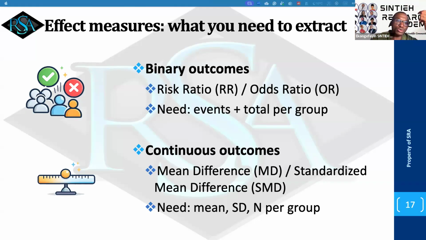Now for continuous outcomes, things like blood pressure, which has a mean and a standard deviation, all we need is the mean difference. So what's the mean difference in blood pressure between the group that had stroke and the group that did not have stroke? And what was the standard deviation? And then what is the standardized mean difference? So that's basically how it's measured. You will need the mean, the standard deviation, and the numbers per group. These are the things you need to put in your software to calculate.